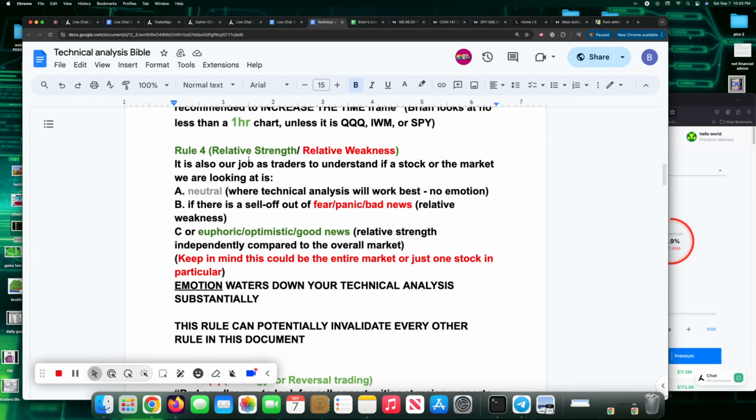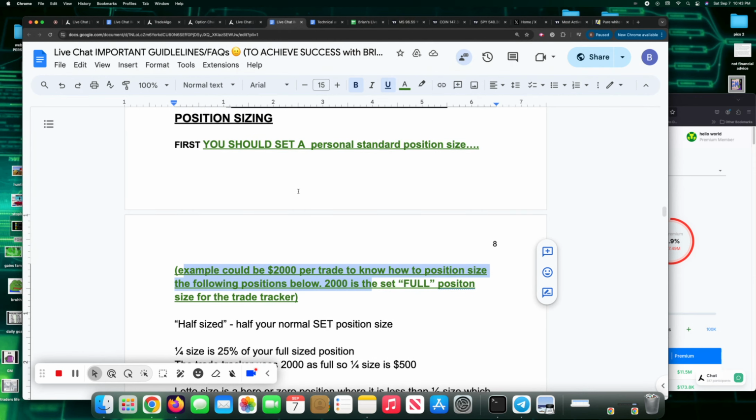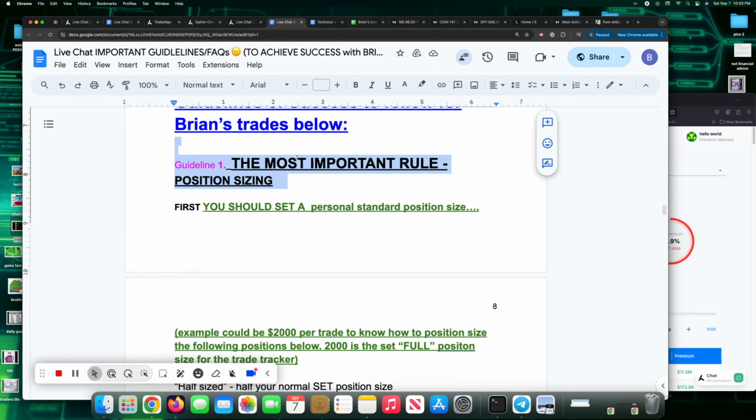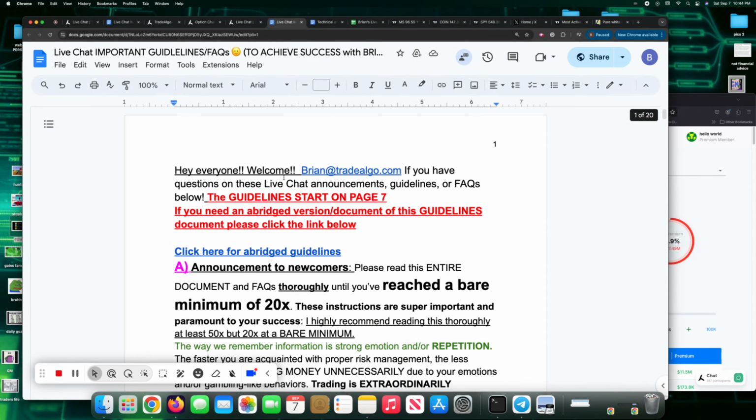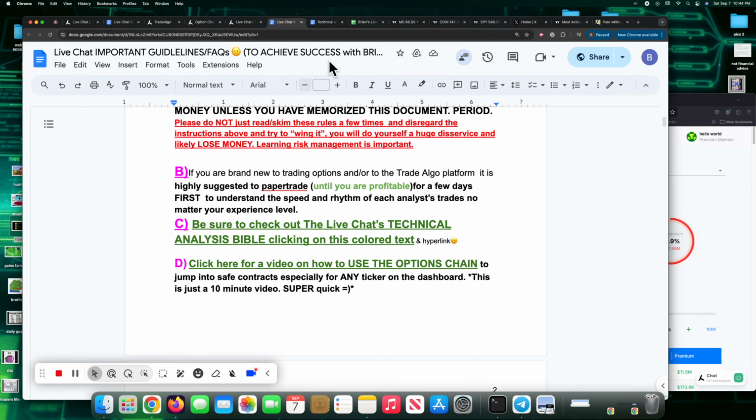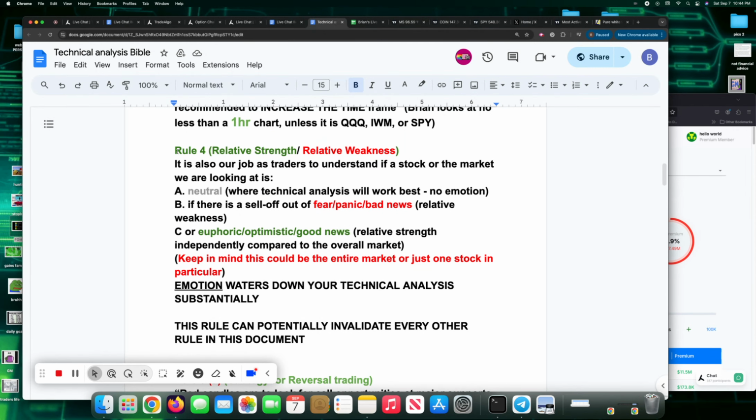And people overlook this rule. It's probably the most important one on this document. On this document, it's position sizing, the guidelines document. But when you open the Technical Analysis Bible and read it every day like I do, this is the most important rule. Your technicals are going to turn to garbage if there is euphoria in the market. Say goodbye to your resistance levels. Sometimes it blows right through a supply zone, especially a low time frame supply zone, right?